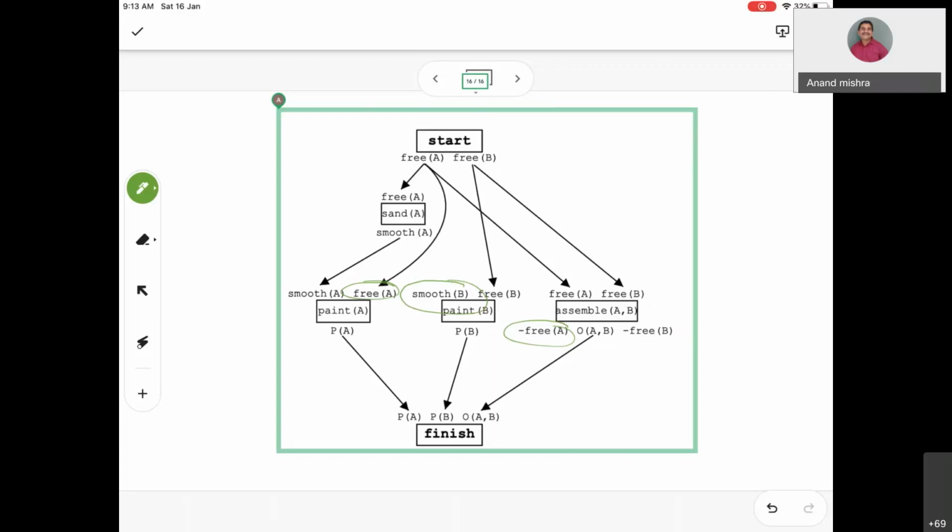Assemble AB also threatens paint B, right? And last but not least, assemble AB threatens A, because the precondition of assemble is not pre-A, but here this is pre-A.